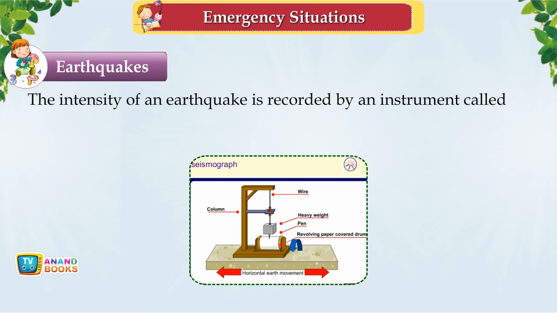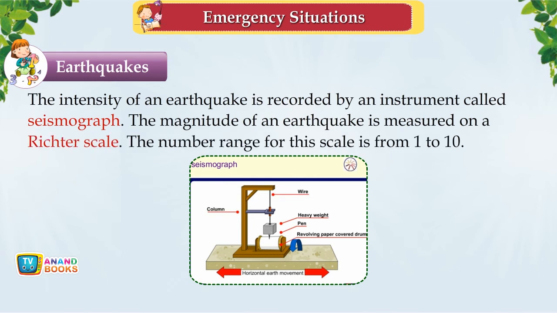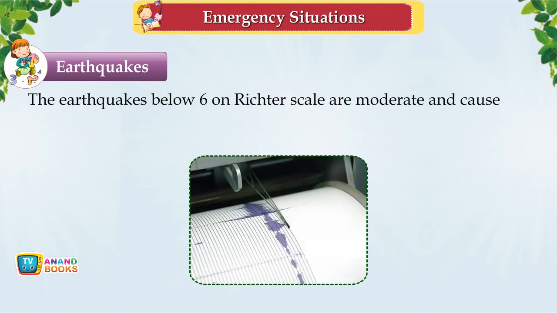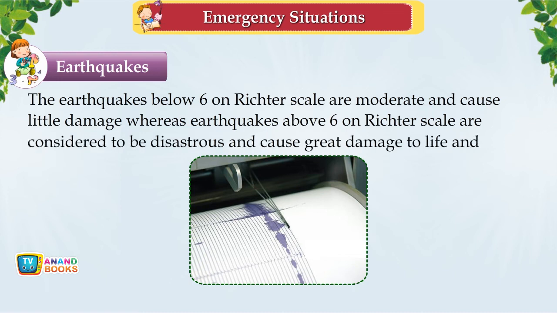The intensity of an earthquake is recorded by an instrument called seismograph. The magnitude of an earthquake is measured on a Richter scale. The number range for this scale is from 1 to 10. The earthquakes below 6 on Richter scale are moderate and cause little damage, whereas earthquakes above 6 on Richter scale are considered to be disastrous and cause great damage to life and property.